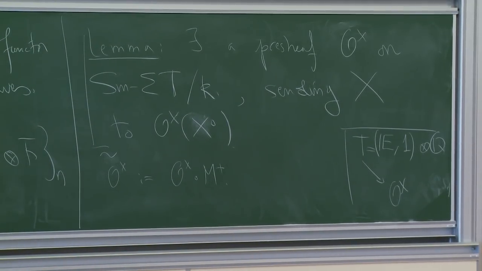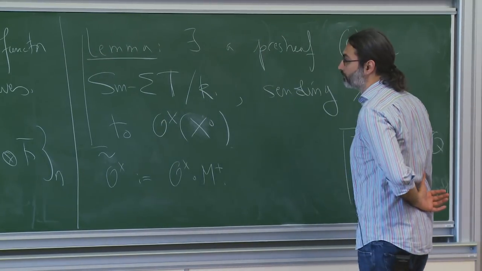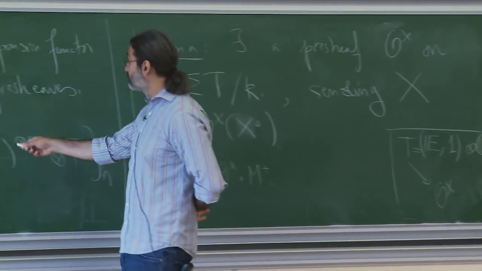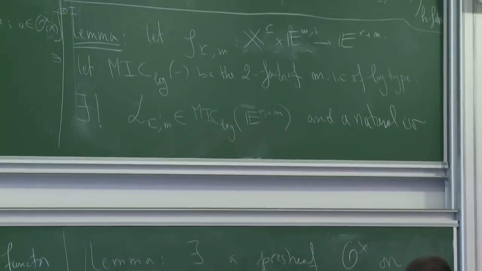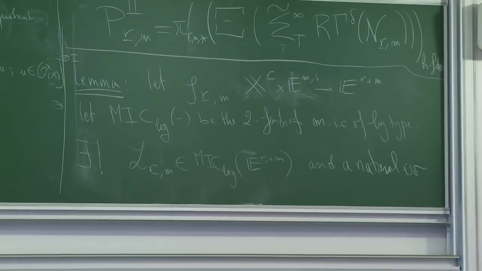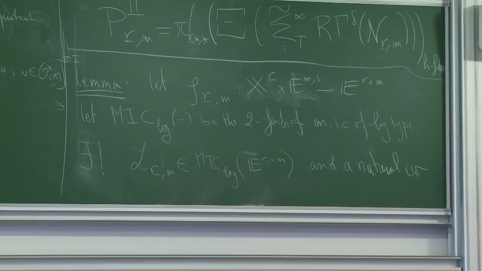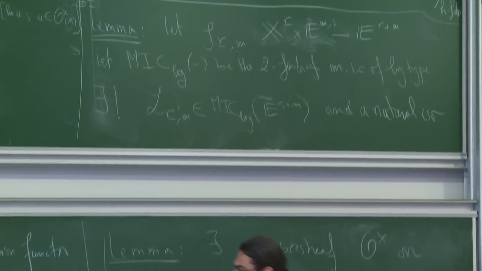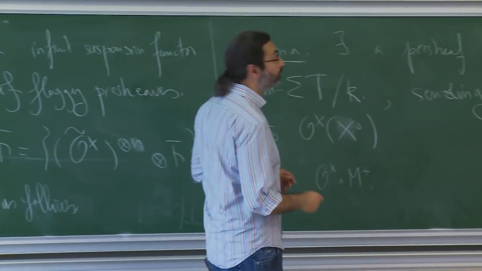So this is again a flaggy presheaf, and so it makes sense to tensor it with that thing up there, and then take the Godement resolution and then push everything to the point after taking a Feynman replacement. Okay, so this is a second new model for omega.